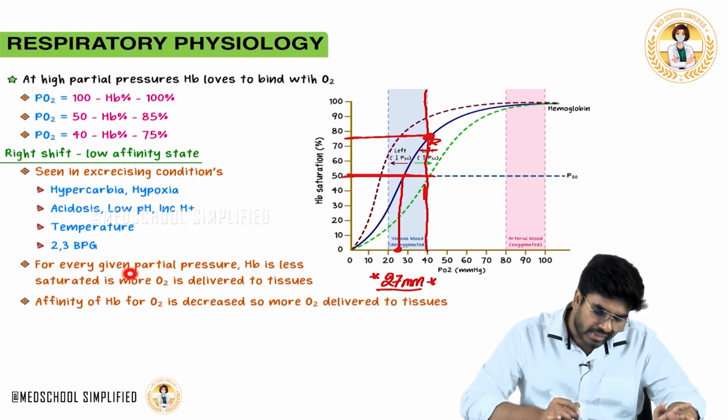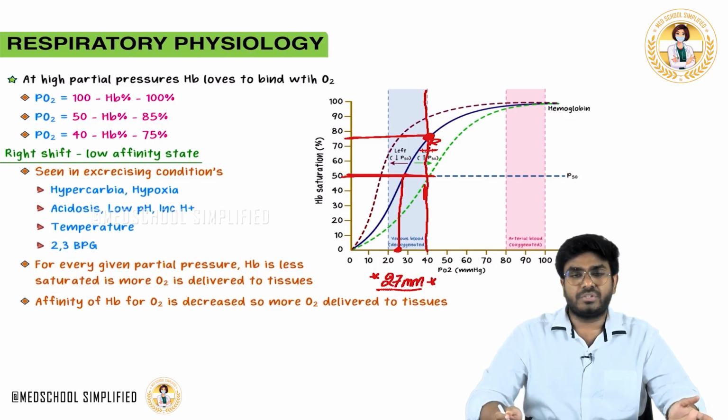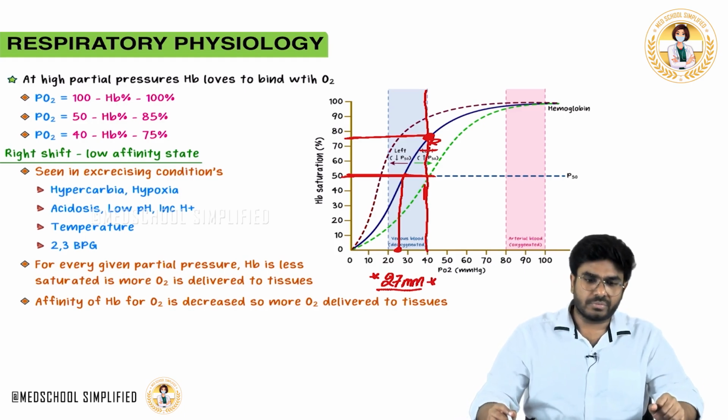Now for every given partial pressure, hemoglobin is less saturated. More oxygen is getting delivered to the tissues. This is something really good. When there is more demand, more oxygen needs to be going to the tissues.